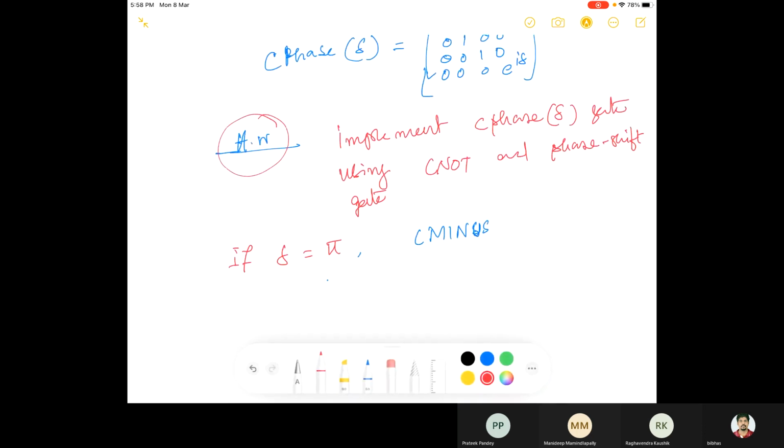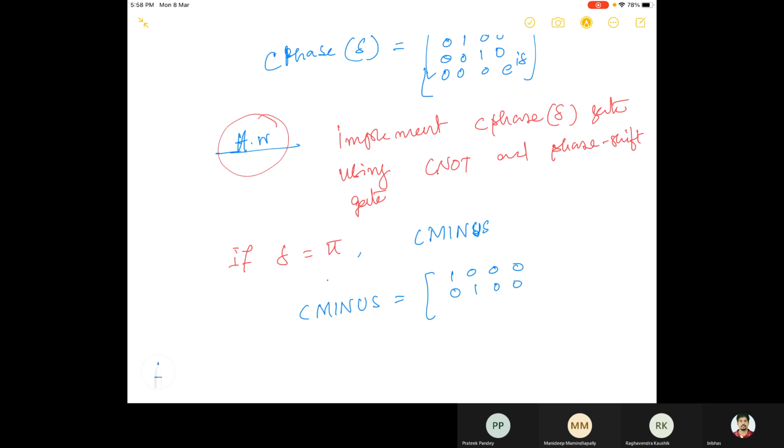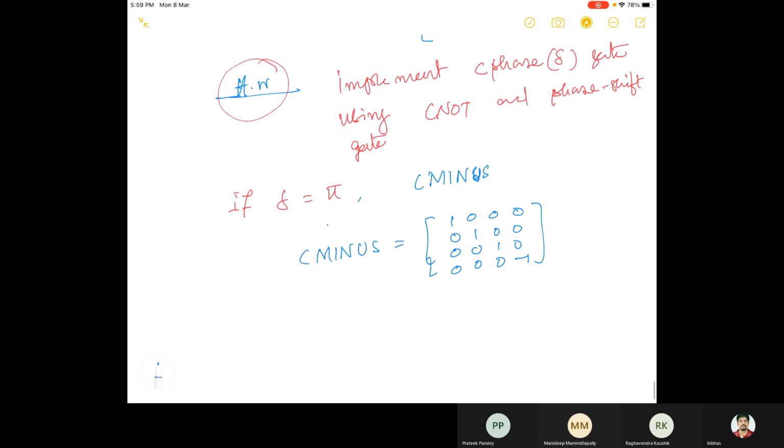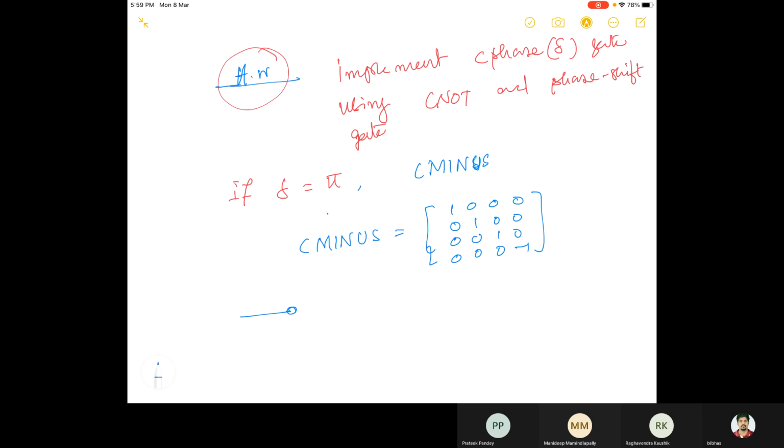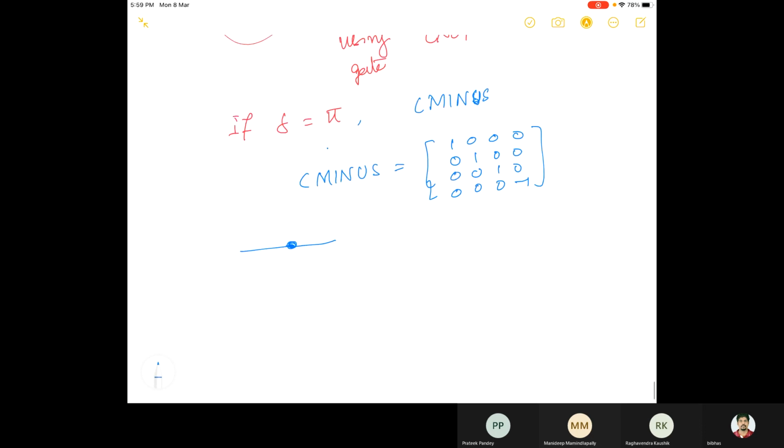Okay, so the controlled-minus gate, which is delta equal to pi. This C-minus gate will be the matrix 1 0 0 0, 0 1 0 0, 0 0 1 0, and 0 0 0 minus 1. So you can see that if the first qubit is 1, then this will be applied. This minus is nothing but the controlled phase shift gate, where delta is pi.